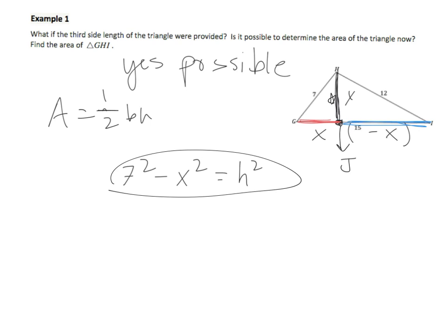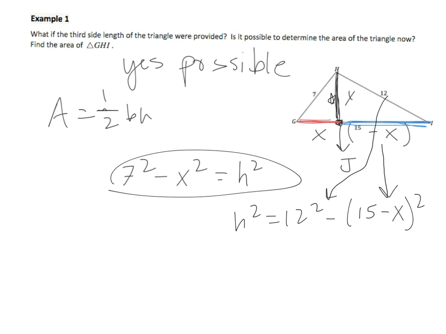So that would be 12 squared minus 15 minus x, which is all being squared. And that is going to be equal to h squared as well, because that also has to be equal to h squared, which is the height of the triangle. So again, all I did was put in 15 minus x squared, and that 12 came right from 12 squared. So those two pieces are really just applying the Pythagorean theorem.